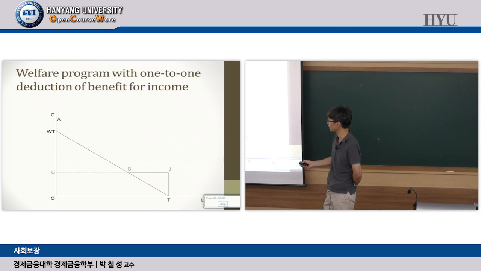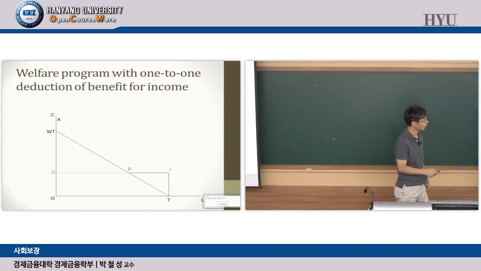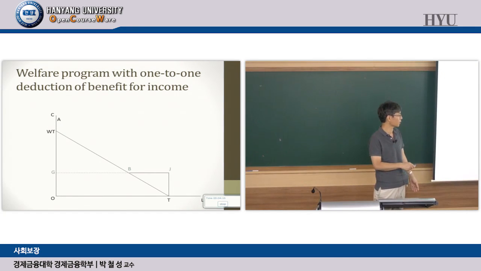And then we have seen two extreme cases. One is the implicit tax rate of 100%. This is the case where the government reduces the benefit by exactly the amount the individual earns. So in this case, if the individual earns, let's say, $100, then the benefit goes down by $100. So at the end, after the implicit tax, the individual will keep the same income, G.